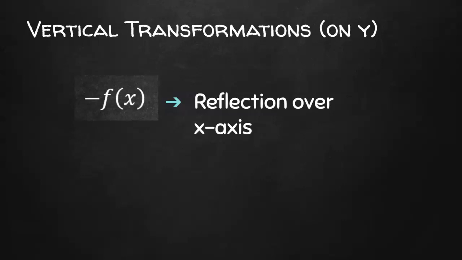If you have a negative sign in front of your function, that is a reflection over the x-axis. So what you are doing is you are changing the y-coordinates so that moves the y's over the x-axis.